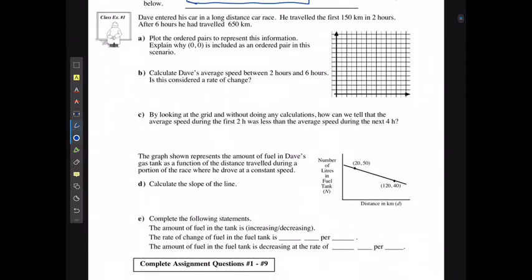Dave entered his car in a long-distance car race. He traveled the first 150 kilometers in 2 hours, and after 6 hours, he had traveled 650 kilometers. If we're plotting ordered pairs to represent this information, then we are going to state that this is going to be my distance in kilometers, and this is going to be my time in hours.